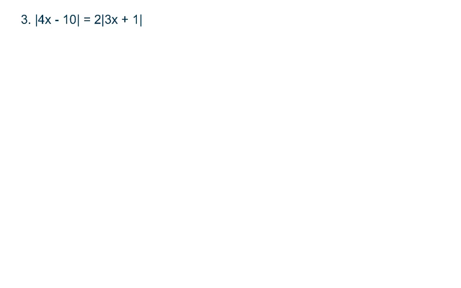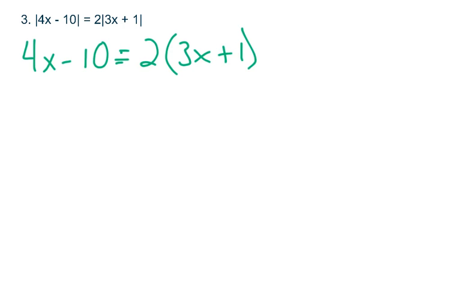Let's try one more. This time we have a number out in front of one of the absolute value brackets. But again, the rules don't change. First one, just drop the brackets. 4x minus 10 is equal to 2 times 3x plus 1. All I'm doing is dropping the brackets.